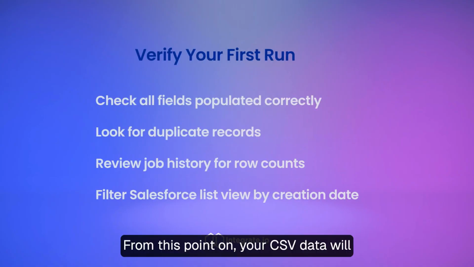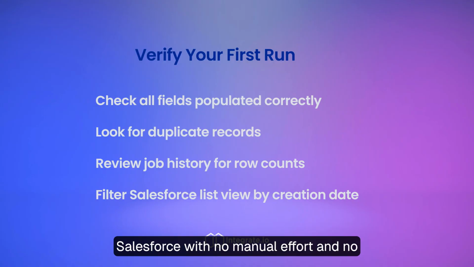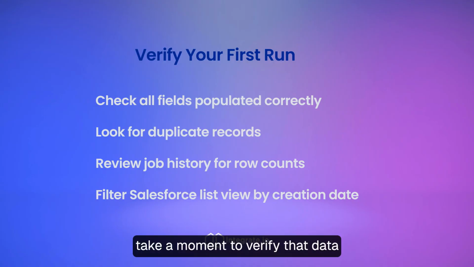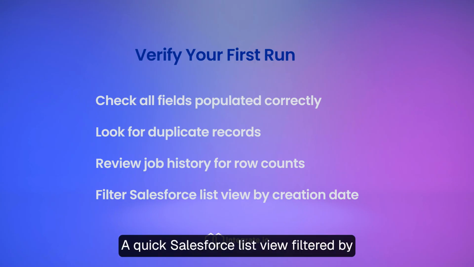From this point on, your CSV data will be automatically imported into Salesforce with no manual effort and no coding required. Once your first scheduled run completes, take a moment to verify that data landed correctly in Salesforce. Check that all fields populated as expected and look for any duplicates. Review the job history in Integrate.io for row counts and run status. A quick Salesforce list view, filtered by creation date, makes this easy to confirm.